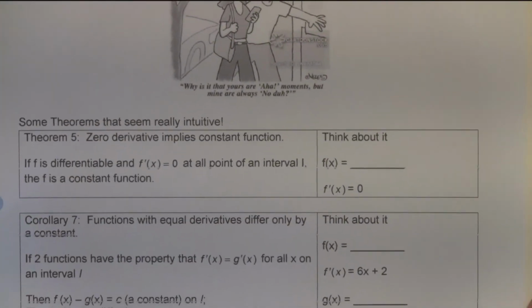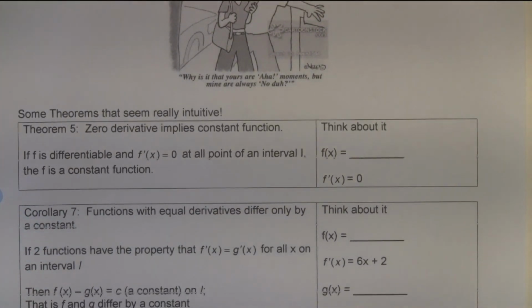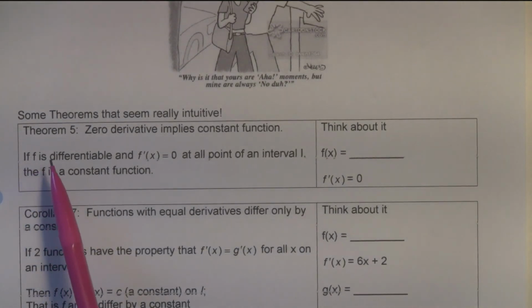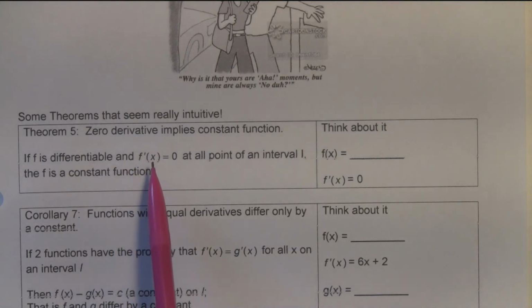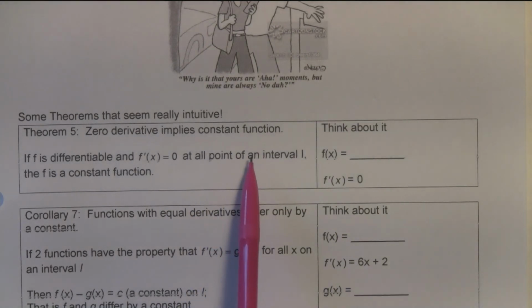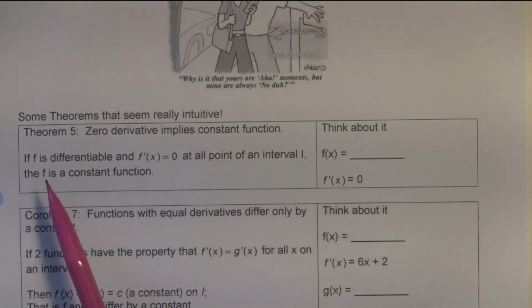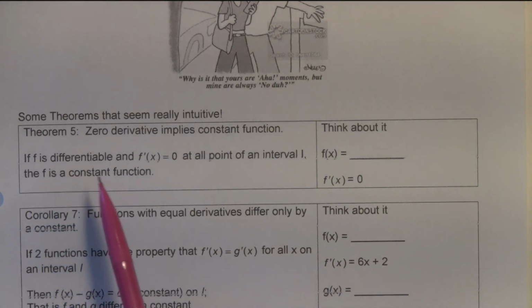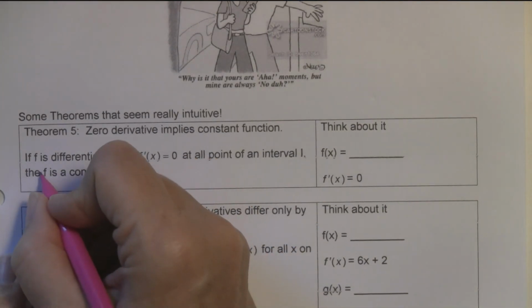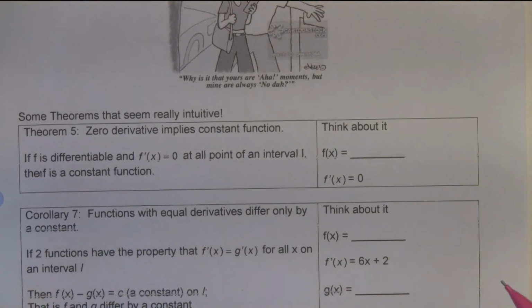Then they show some theorems here, and I think they're kind of intuitive, and I let you investigate them too. We'll be doing that later. Theorem 5 says 0 derivative implies a constant function. And if f is differentiable and f prime of x equals 0 at all points, I think that should have said, of an interval I, then f is a constant function. I think it was supposed to be then f is a constant function. I think I tried to type that right out of your book.